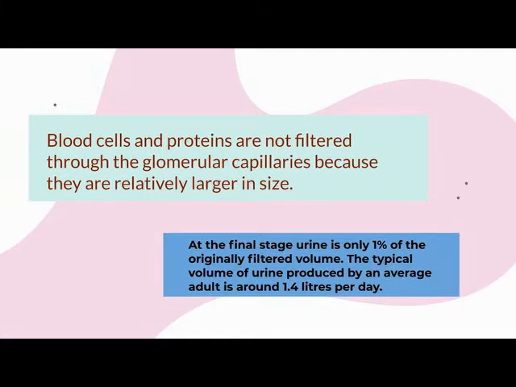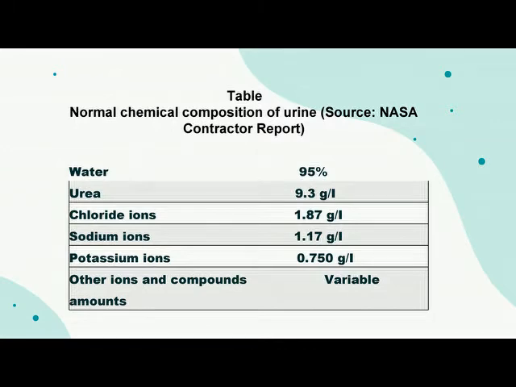At the final stage, urine is only 1% of the originally filtered volume. The typical volume of urine produced by an average adult is around 1.4 liters per day. Normal composition of urine: water 95%, urea 9.3 grams per liter, chloride ions 1.87 grams per liter, sodium ions 1.17 grams per liter, potassium ions 0.750 grams per liter. Other ions and compounds are variable because their amounts depend on the diet.